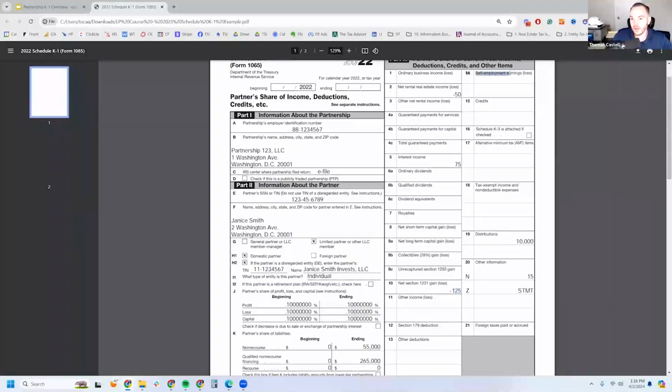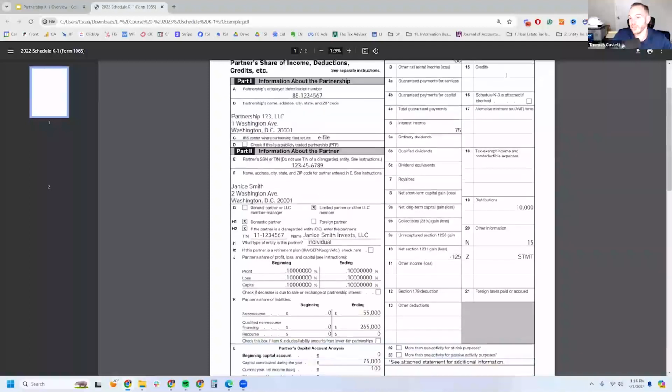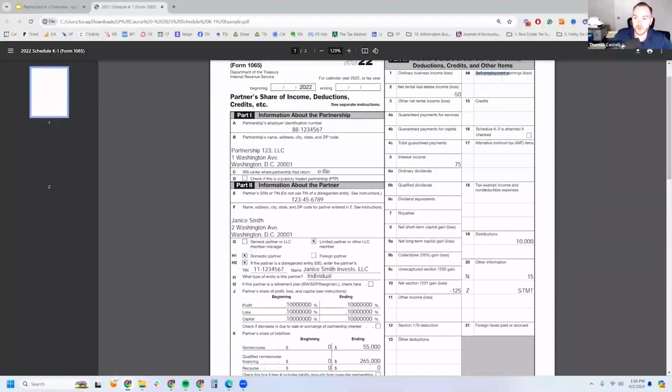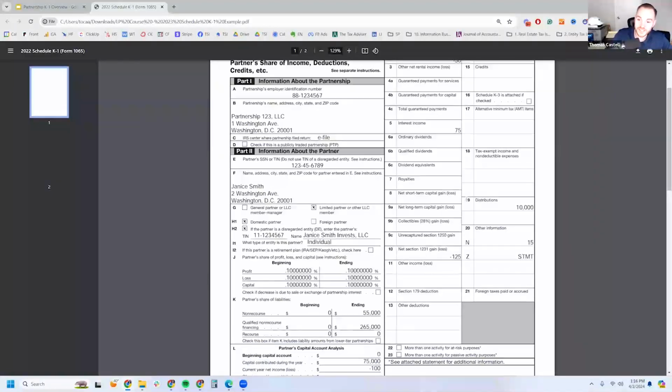Box 14, self-employment earnings. You're typically not going to see that as a limited partner. Rental income is not subject to self-employment taxes, so that will usually be blank. Credits are also uncommon, but it depends on the type of partnership you're investing in. You might see that. Box 19, distributions. This is where you'll see money that is distributed to you.